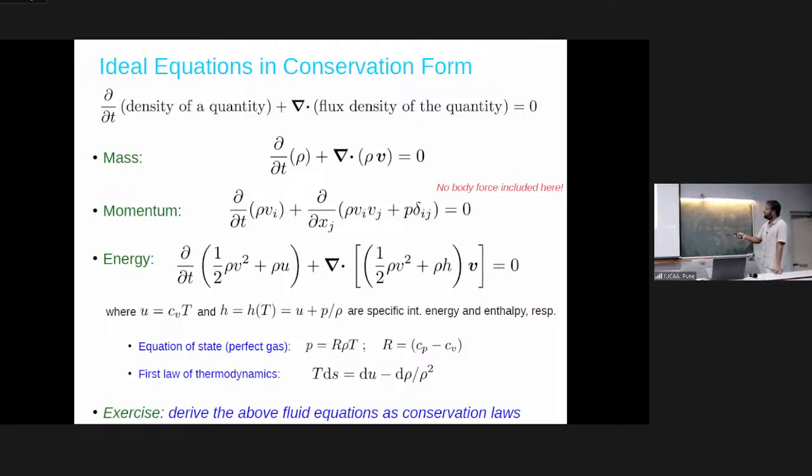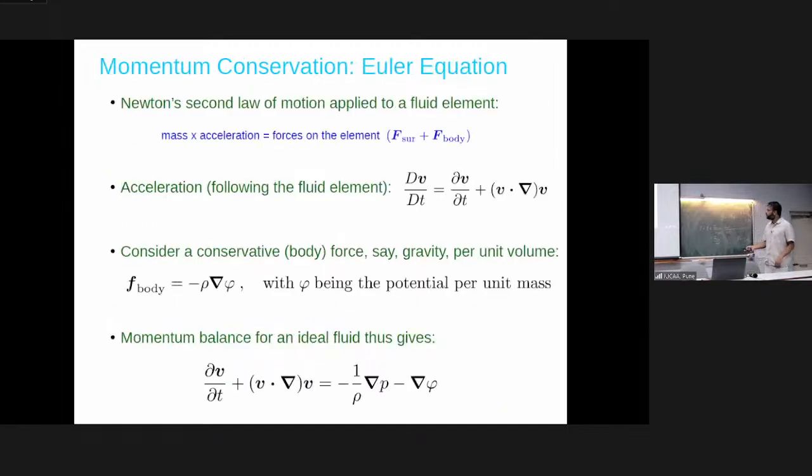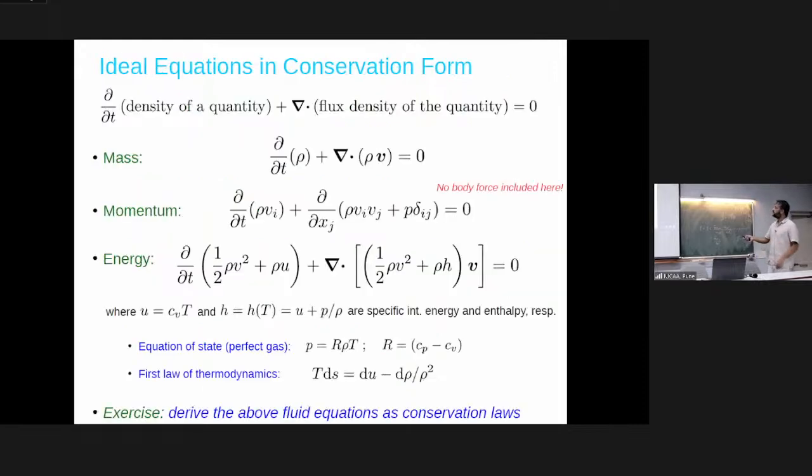Density of a quantity plus divergence of flux density of the same quantity is always 0. This is a statement written in terms of a conservation form. So every equation, including this one, you should be able to cast it in terms of conservation form. So that's an exercise: write your momentum equation in terms of this. Now this will start to look a little technical, and tomorrow it will be much more technical.